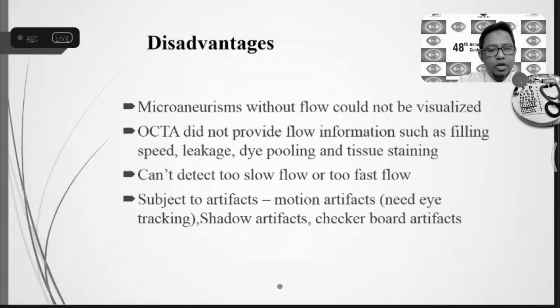OCT angiogram does not provide flow information such as filling, speed, leakage, dye pooling, and tissue staining, which I have said previously. It cannot detect too slow or too fast flow, and is subject to artifacts like motion artifacts, data tracking errors, shadow artifacts, and border artifacts. This is the problem of the OCT angiogram.